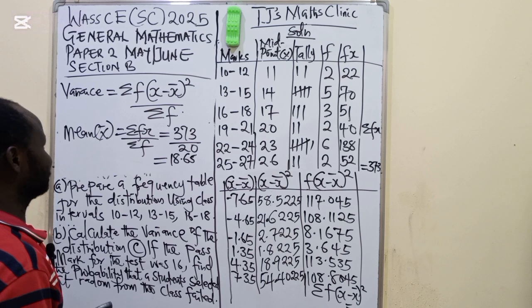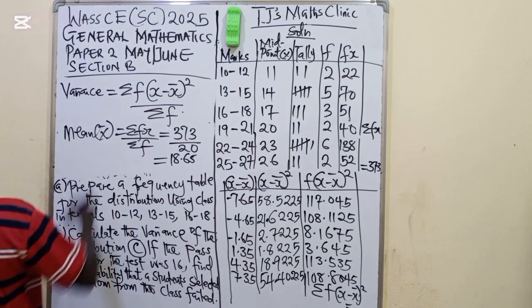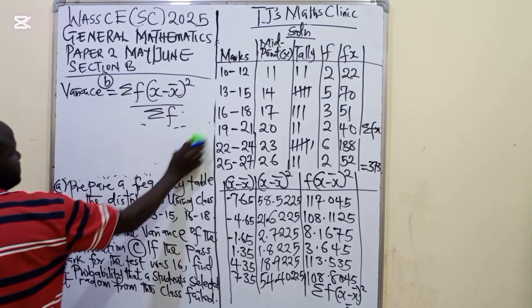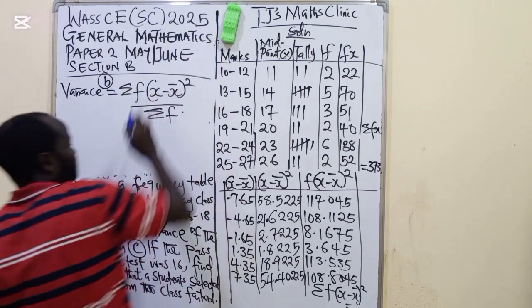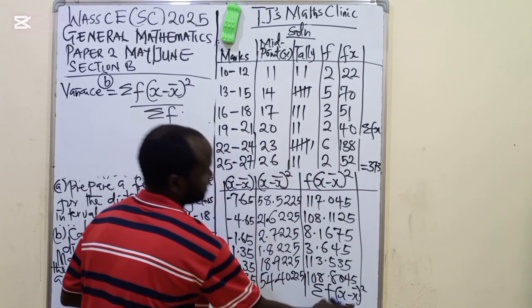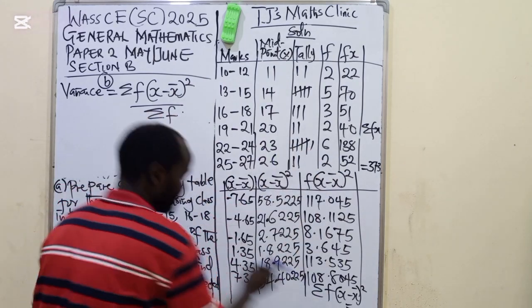So we are through with A. The next thing for us to do is to move to B now. The B now is the variance. Let me write the B part here. This mean, I don't need it. Let me remove it. To find the variance now, we sum all what we have here, then divide by the summation of our frequency, which is 20. So we add everything here.